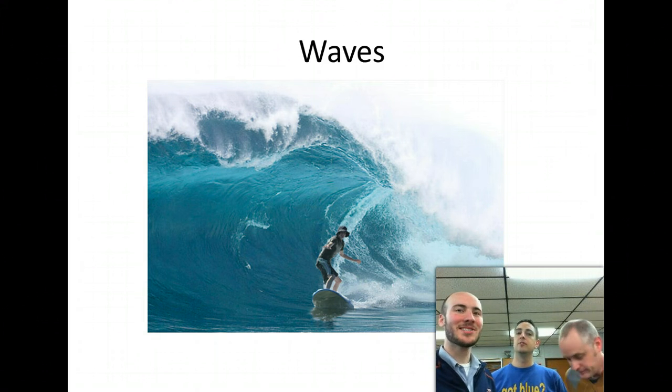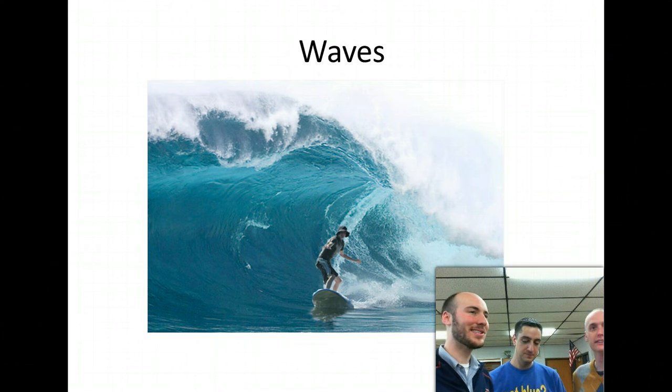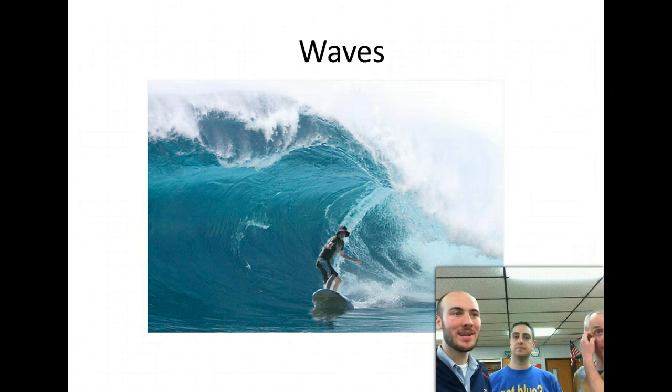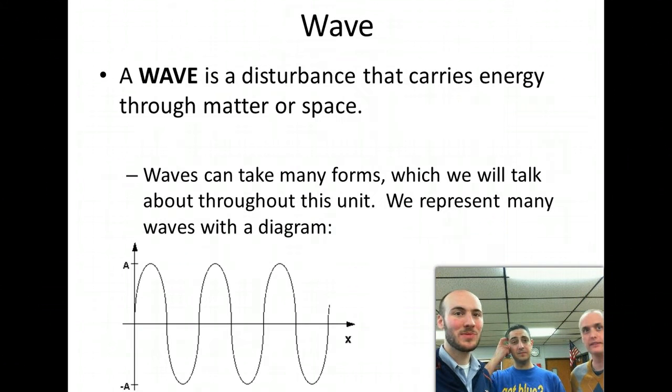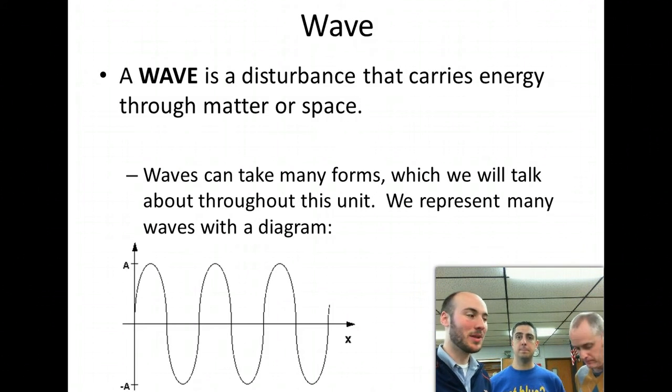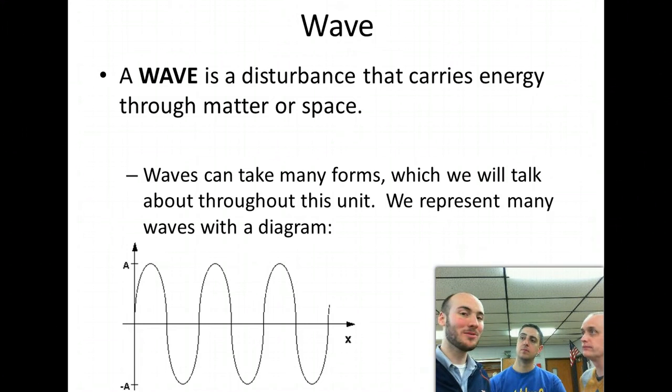So anyway, before I even get started, this is the waves unit, and we're not just talking about water waves here. There are many, many kinds of waves, but the general definition for a wave is a disturbance that carries energy through matter or space. So either through something made of atoms or through space itself. Does that include solids? It does include solids, liquids, gases, all three kinds of matter.